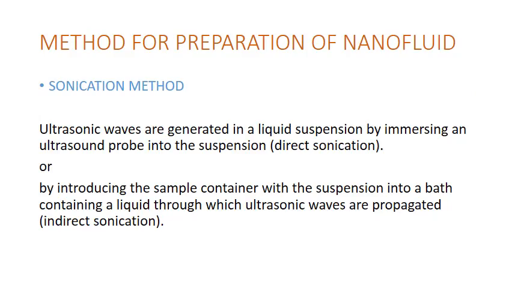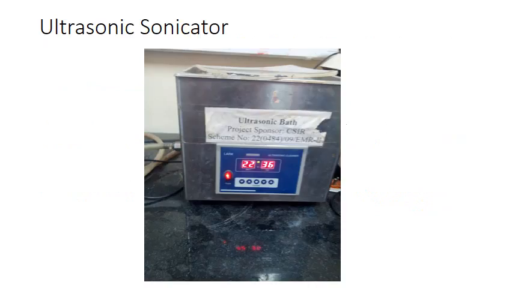This is the method of preparation of nanofluids. We can prepare by two methods. Ultrasonic waves are generated in a liquid suspension by immersing an ultrasonic probe into the suspension. This is called direct sonication. Another method is by introducing the sample container with the suspension into a bath containing a liquid through which ultrasonic waves are propagated. This is called indirect sonication. So we have used indirect sonication. You can see the apparatus for indirect sonication.